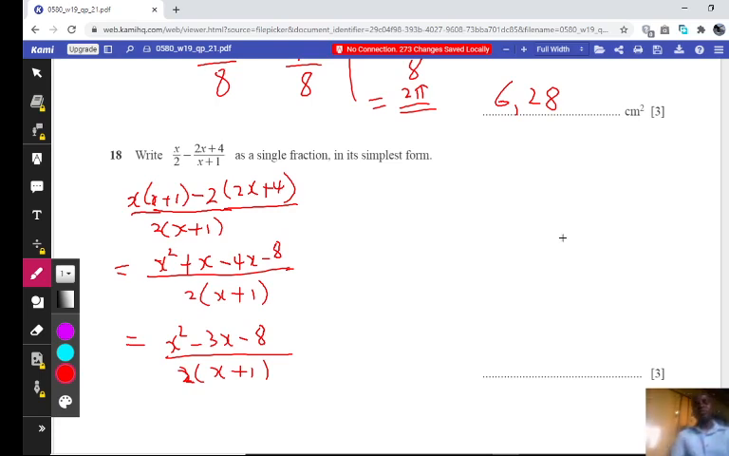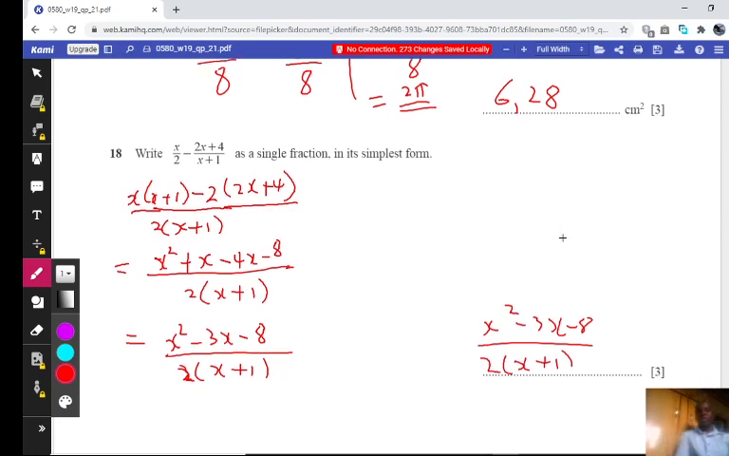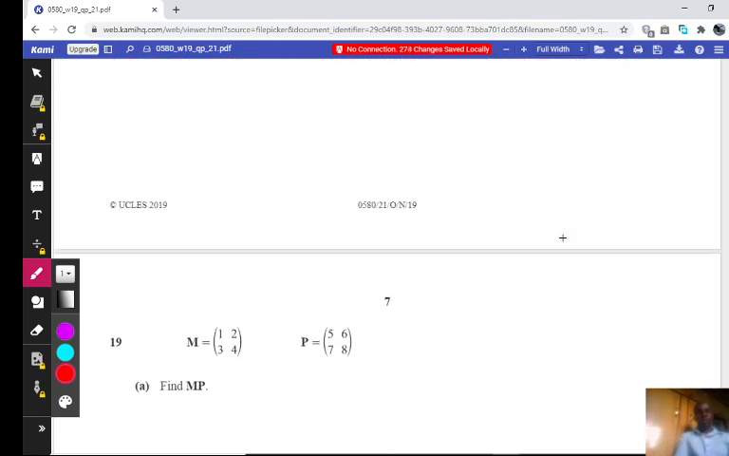Then check on the numerator, x squared minus 3x minus 8. Does it have factors? Let's check. Two numbers, when you multiply, they must give you minus 8, and when you add or subtract them, they must give you 3. What are the numbers? There are no numbers. Because the factors of 8, we have 8 and 1, they can't give you 3 in whatever way. We have also 4 and 2, they can't give you 3. So you just leave it like this. This will be your final answer: x squared minus 3x minus 8 over 2 times x plus 1. Then moving on to the next question.